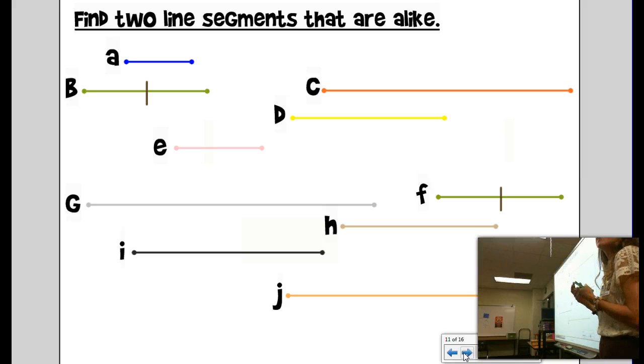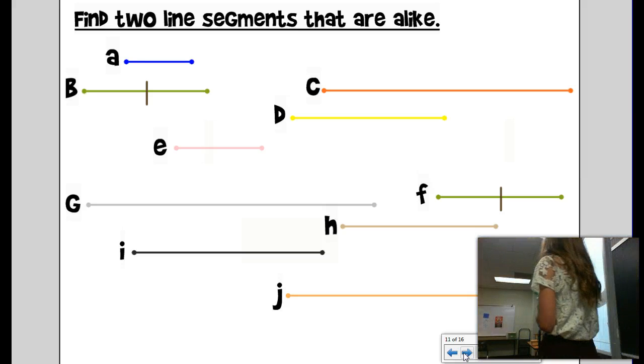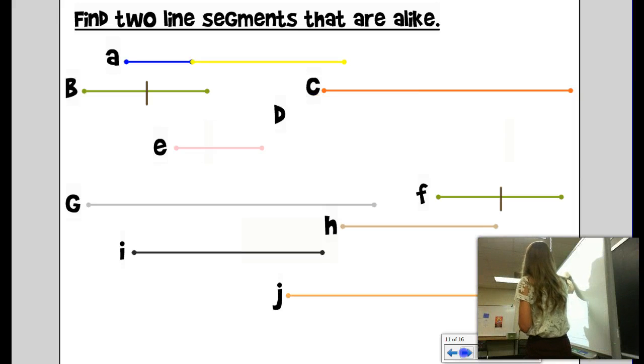Okay, Deshane, what are you saying? Connect them? Would that help me find out if they're congruent? Okay, I connected them. Are they congruent? No, I'm trying to get something. Oh, overlap. So those are not congruent.